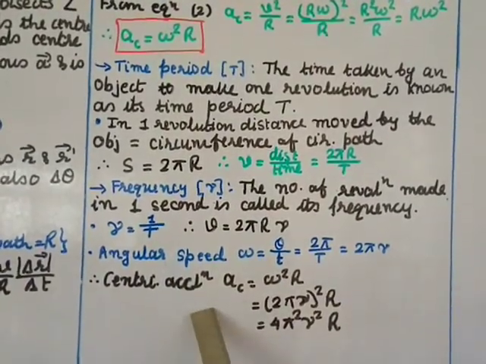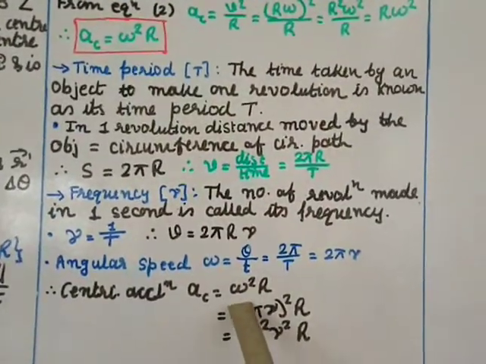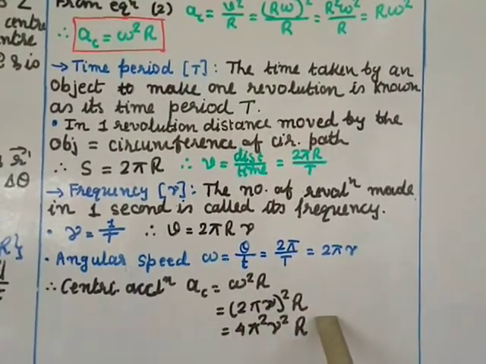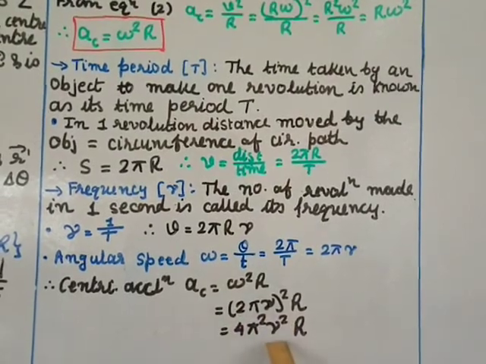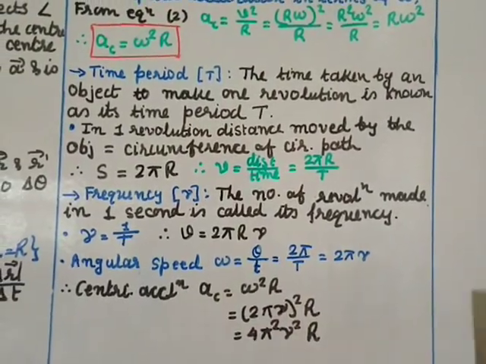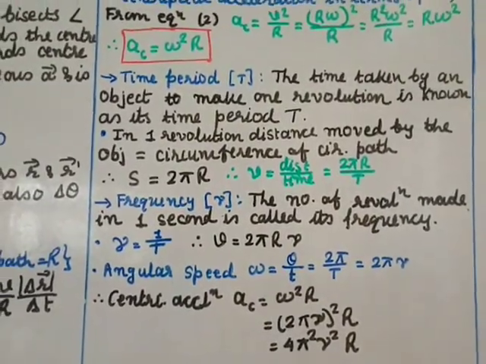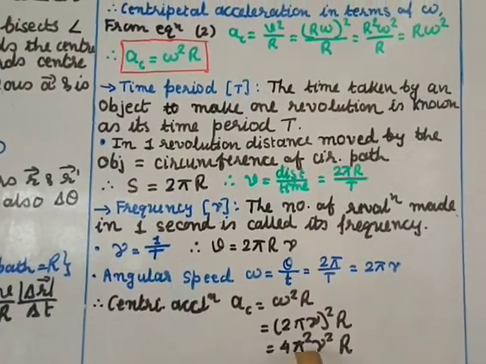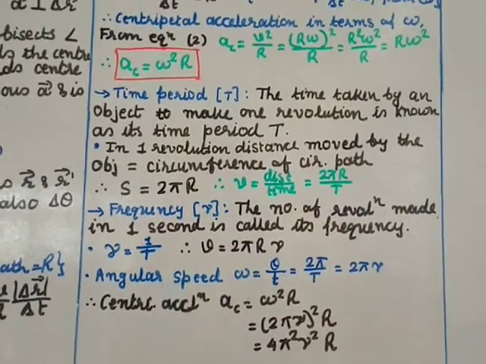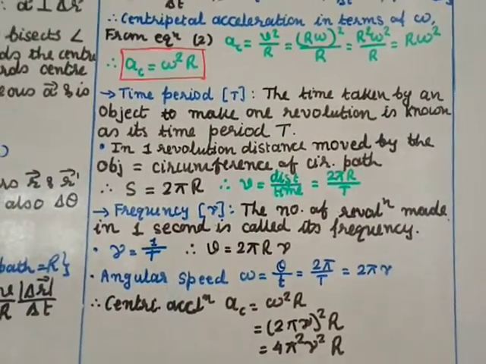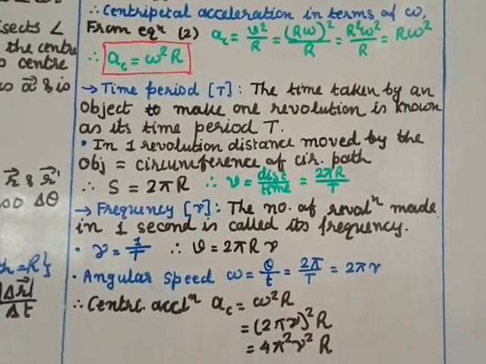So centripetal acceleration a_c equal to this formula, omega square r. So omega value you can put as 2 pi mu, whole square, into r. You can square this: 2 square is 4, pi square, mu square into r. So this is centripetal acceleration in one revolution. Sorry, not in one revolution but in 1 second, because I have written in terms of mu, and mu is nothing but the number of revolutions in 1 second. So this is acceleration in 1 second.